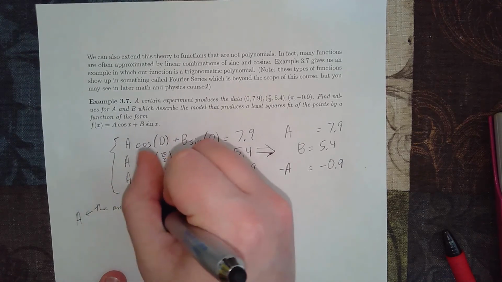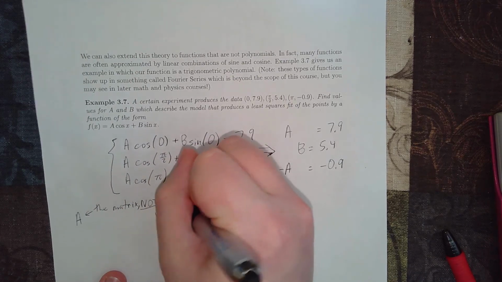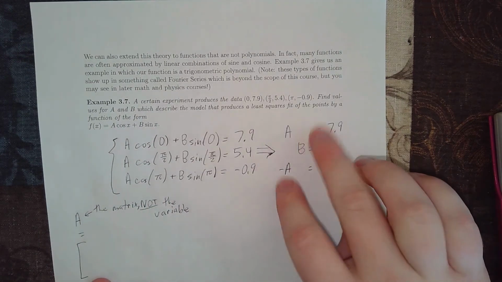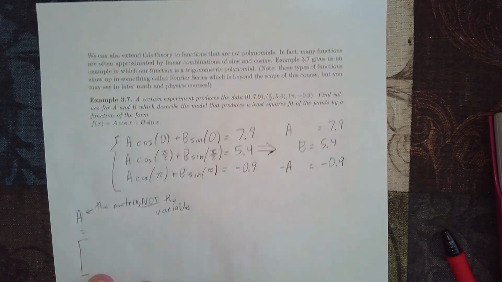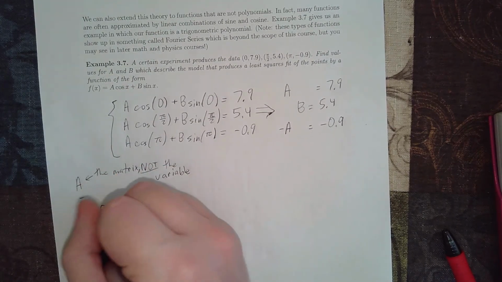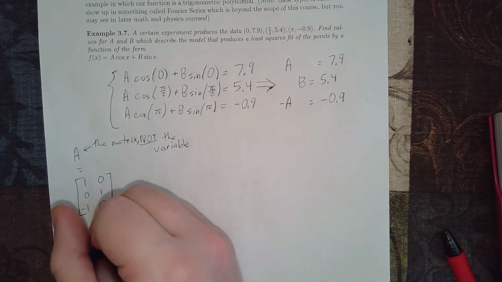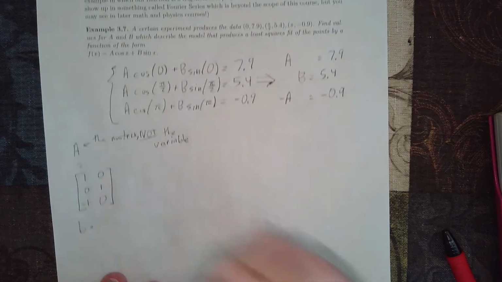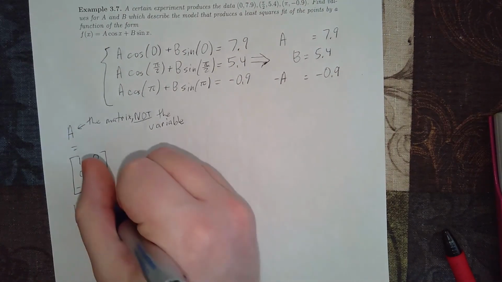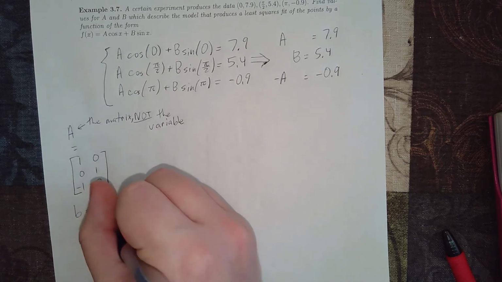not the variable. And so this will just come from taking the coefficients for our A and our B. And this will be 1, 0, 0, 1, negative 1, 0. And then our little b here, we'll get just what's on the other side of this, which will be 7.9, 5.4, and negative 0.9.